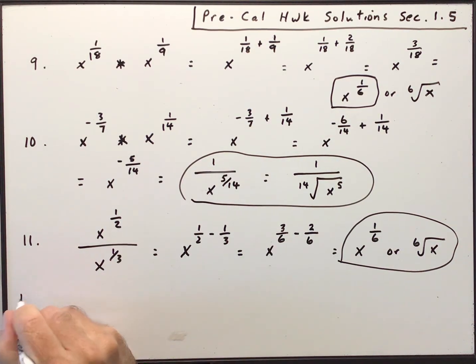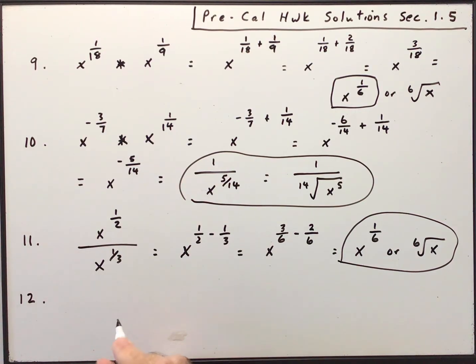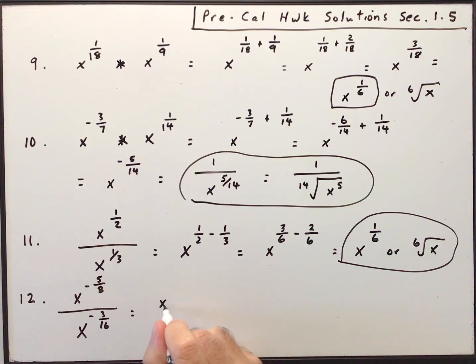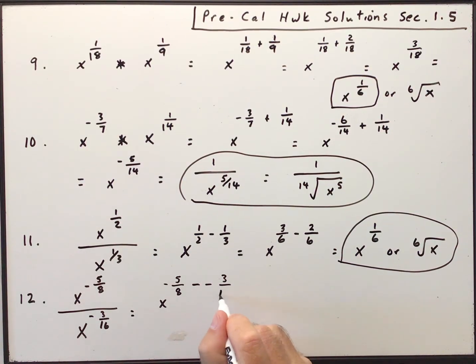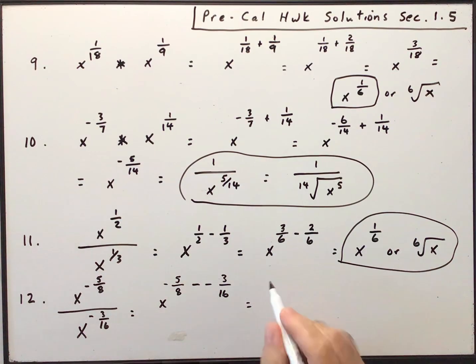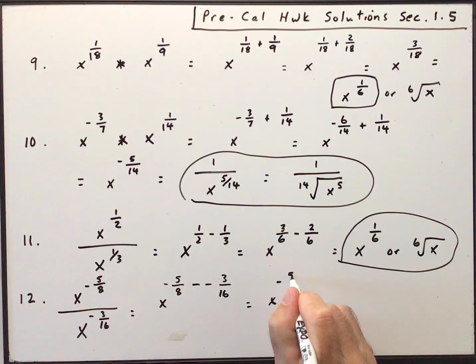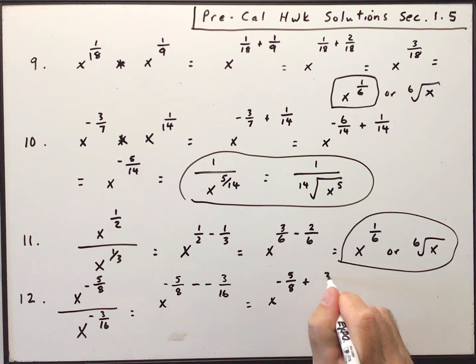Okay, let's see if I can squeeze number 12 in here. So we're going to divide x to the minus 5/8 by x to the minus 3/16. That would be x to the minus 5/8 minus negative 3/16. Okay, remember we subtract. So that's going to be x to the minus 5/8 plus 3/16.